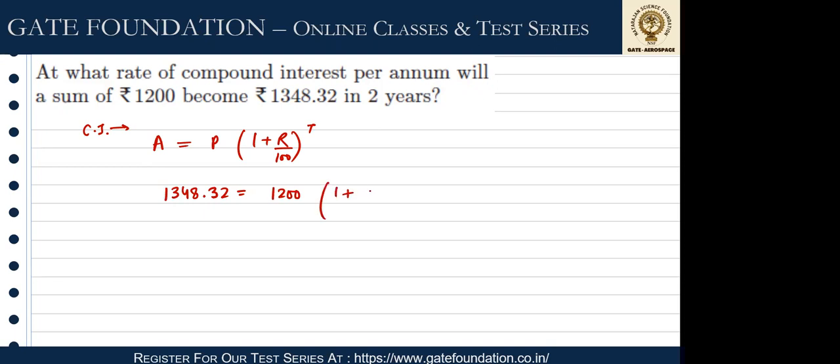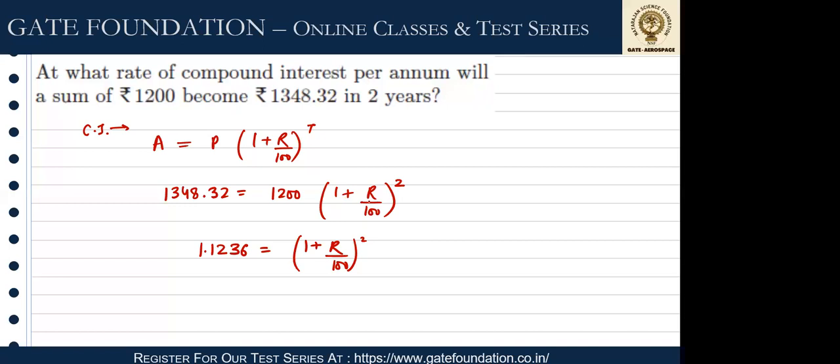1 plus R by 100, and we are supposed to calculate the R. So just dividing this will give you half of the answer. Okay, so if you divide this, that is 1348.32 divided by 1200, we'll get 1.1236. This will be equal to 1 plus R by 100 square.